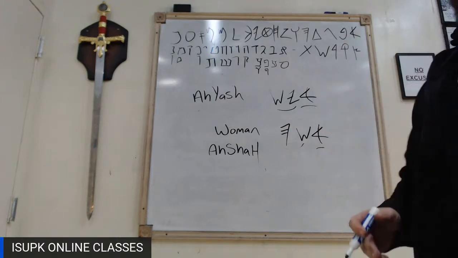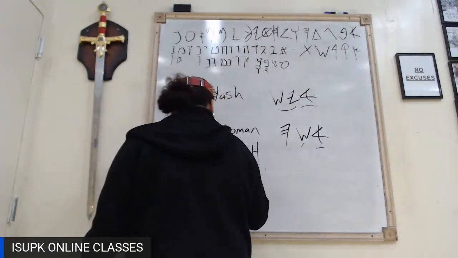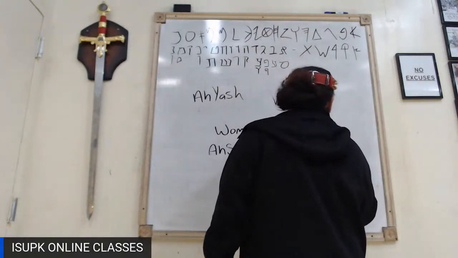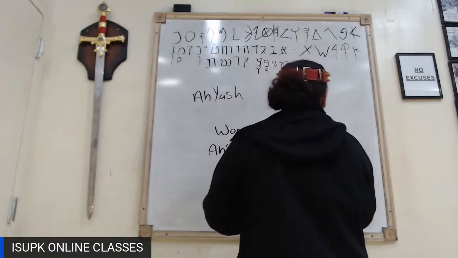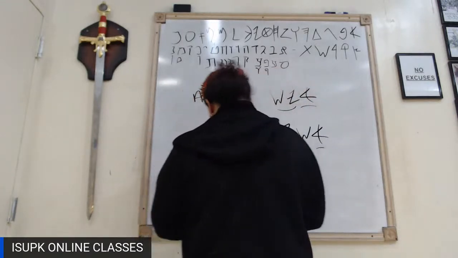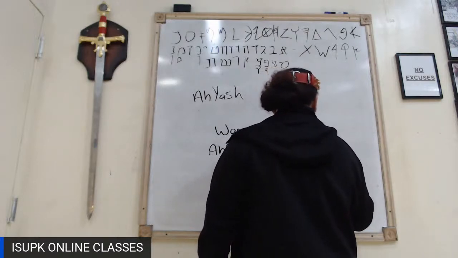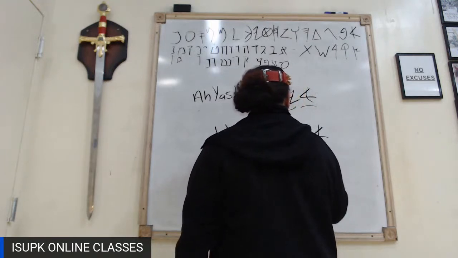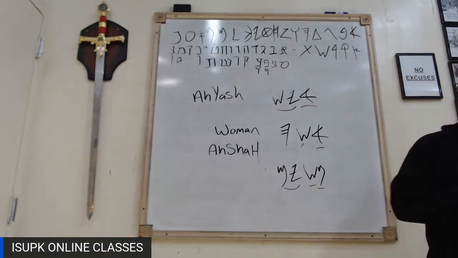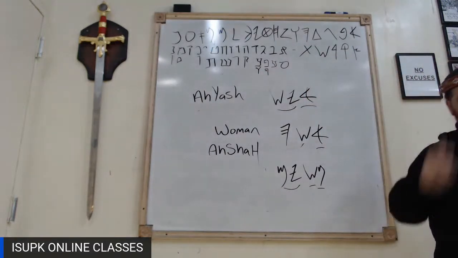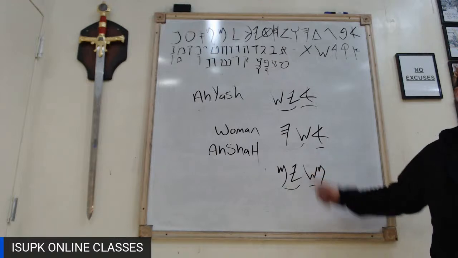Woman is also an irregular plural. It becomes nashayam, because woman is taken from man.